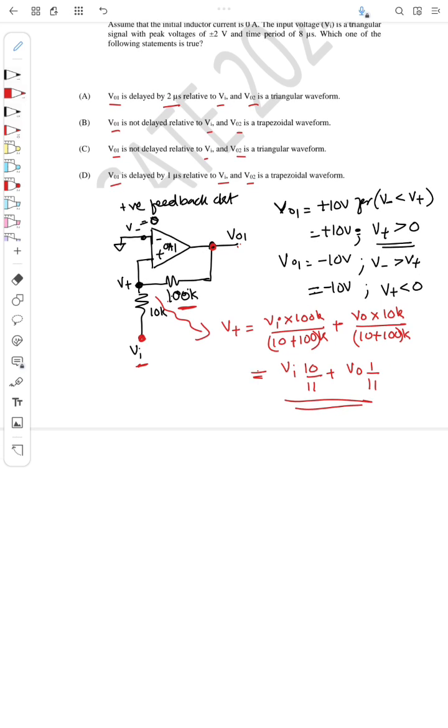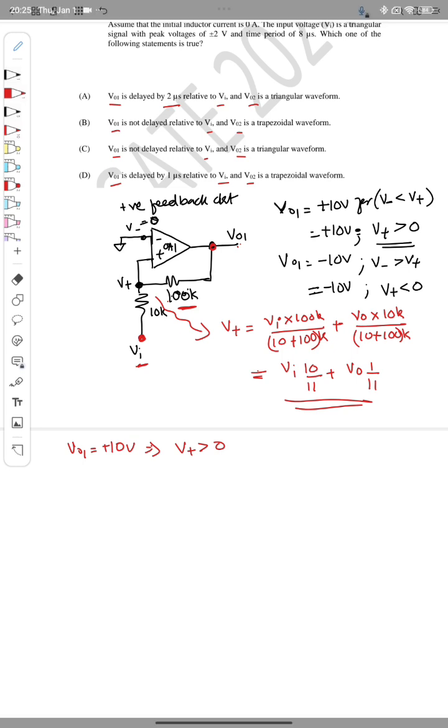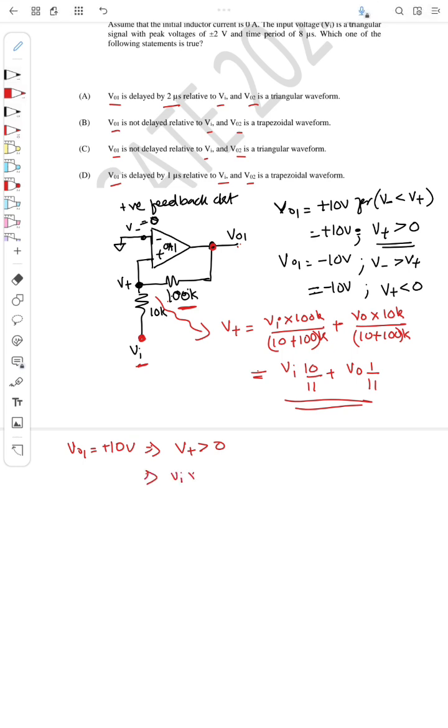Now if you observe here, as we told, V01 will be equal to plus 10 when V plus is greater than 0, right? So I will set this. So say Vi into 10 by 11 plus V01, which is now plus 10, into 1 by 11 greater than 0. Or Vi, so this is cancelled, right? So Vi greater than minus 1.